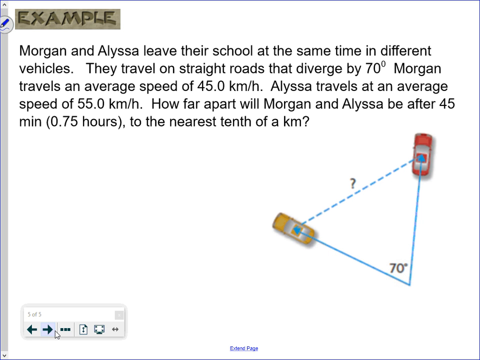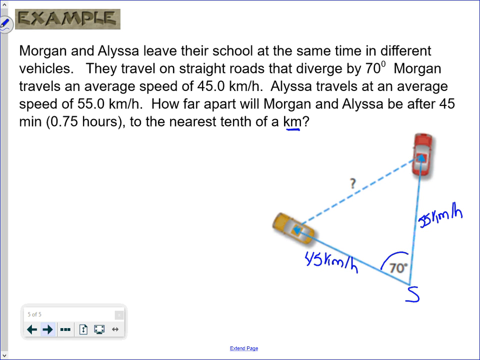So in this diagram that's drawn for us, our 70-degree angle here is where our school is. I'm going to label it with S. Okay, so let's say that Morgan is driving the yellow car, and we know that Morgan is traveling at a speed of 45 kilometers per hour. And let's say that Alyssa is driving the red car, and she is driving at a speed of 55 kilometers per hour. So now the question asks us how far apart they will be to the nearest kilometer.